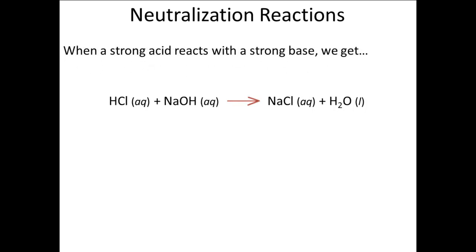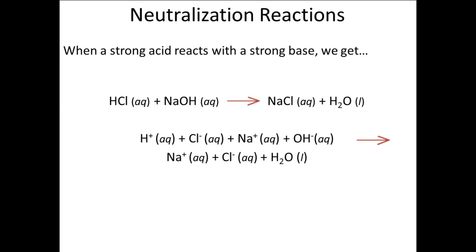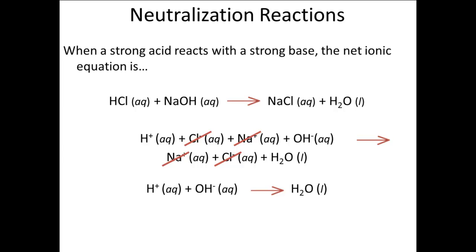If we have a strong acid and strong base, they dissociate completely. And if the salt is soluble, as it is here, it dissociates completely. The water does not. So we get this for the total ionic equation. So when we write the net ionic equation, the ions that make up the salt will be spectator ions and will be eliminated. And we will be left with a net equation. H plus OH minus gives H2O liquid.